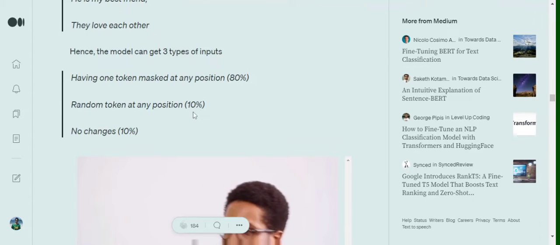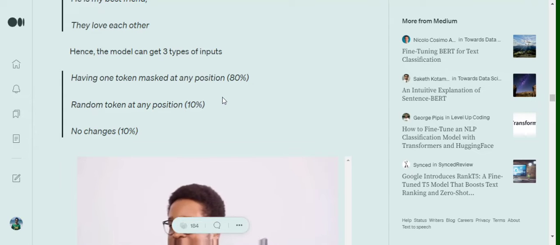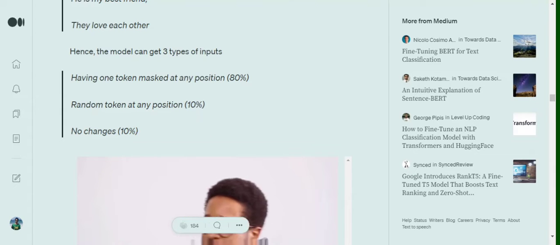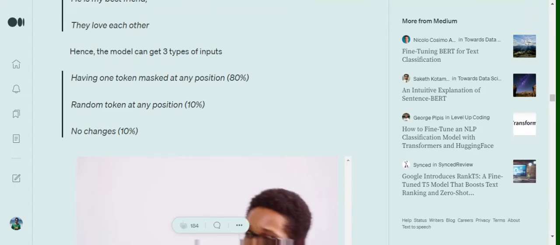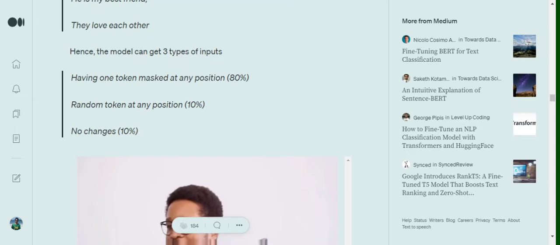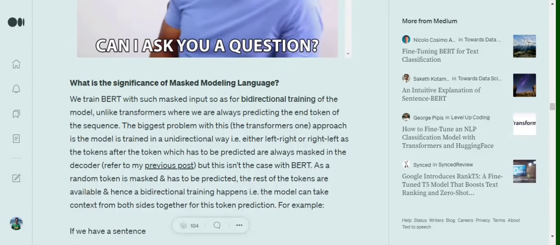So the model can get three types of inputs. Having one token masked at any position, 80% of the input would be something like that. In 10% of the cases we would be replacing certain tokens with random tokens, as you can see "bus love each other" and "he is my cake best friend," etc. And no change in the remaining 10% of the input data.